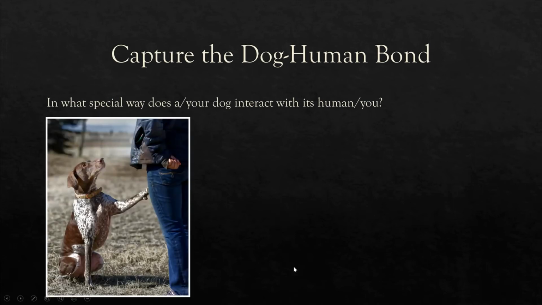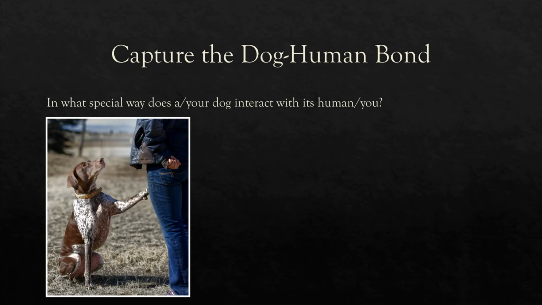Take this picture, for example. What's the story that's being told here about this dog and its interaction with its human, right? You see the dog looking to this human, tuned into this human. This dog wants to know what's coming next from its human, right? That's a very powerful statement about the dependence, the psychological connection between a dog and its human.